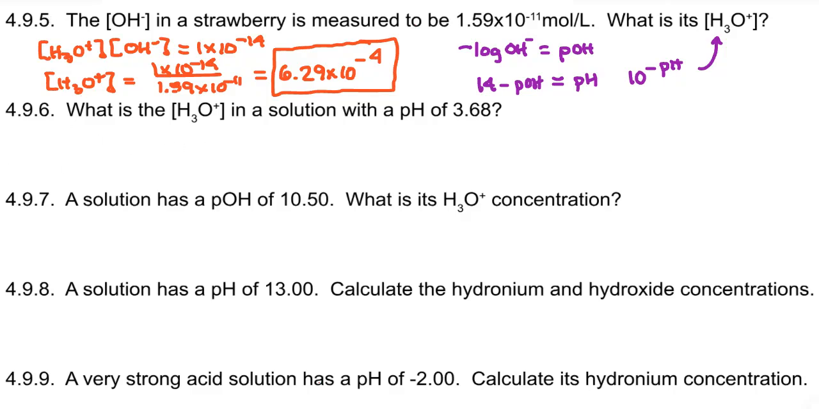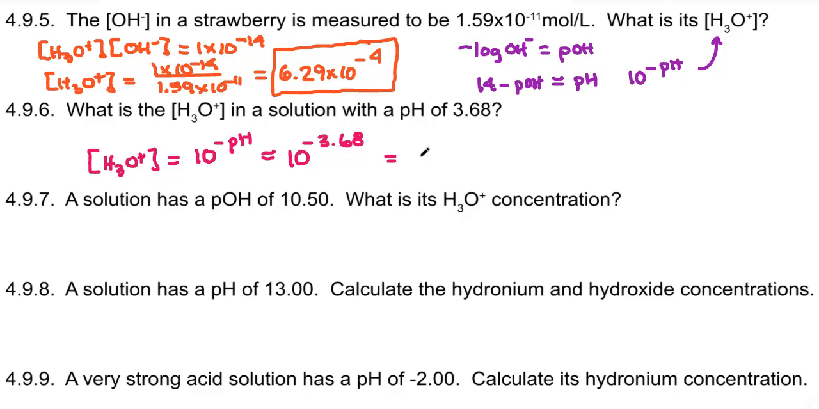Okay, what is the H3O in a solution with a pH of 3.68? There's one formula for this. The H3O concentration of something is 10 to the minus pH. So for this, 10 to the power of minus 3.68. No human can do that, I don't think, but 10 to the power of 3.68 negative.